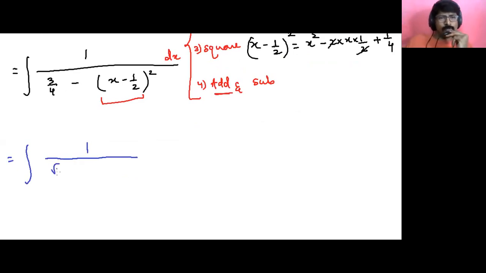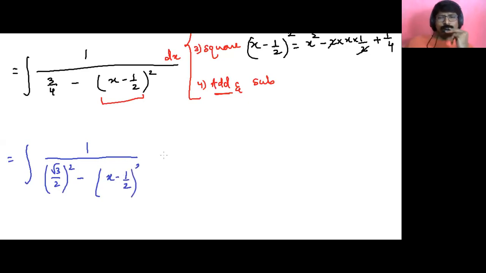So this will become root 3 upon 2 the whole square. This will become root 3 ka square hota hai 3 and 2 ka square hota hai 4. You understood, right? Do very carefully everything. And ye hai x minus half ka square. So you can write x minus half the whole square.